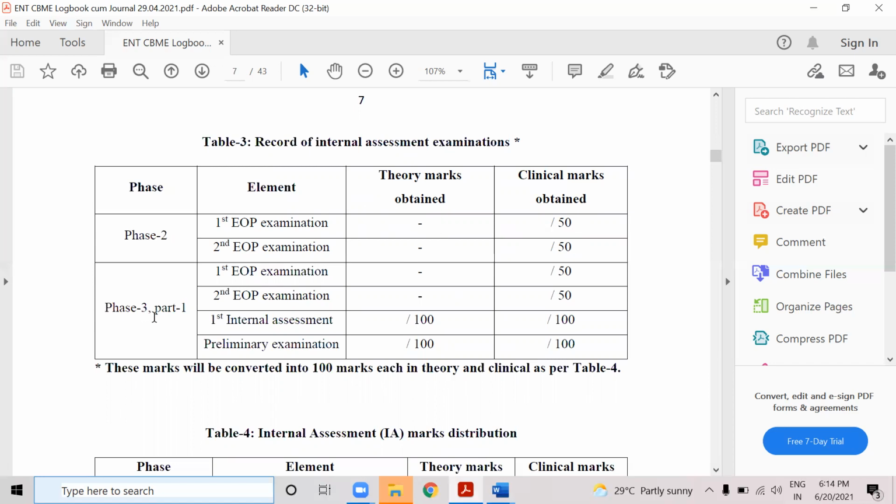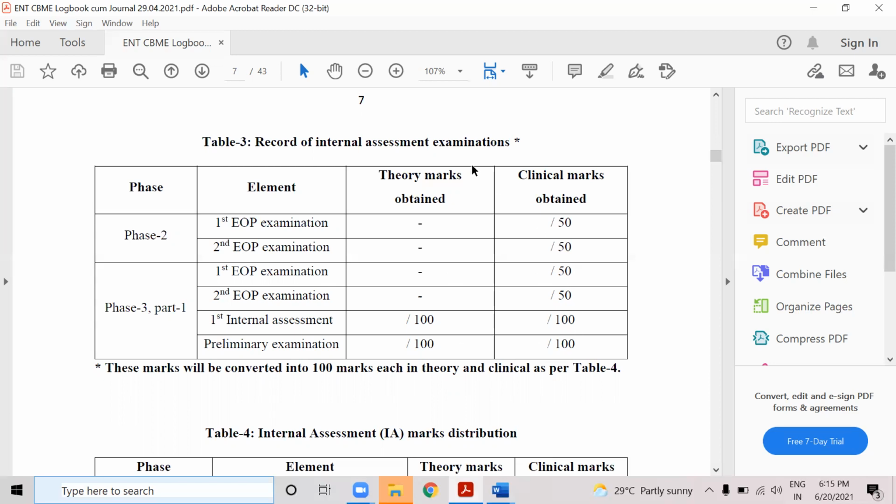Then similarly in phase 3 part 1, there will be 2 clinical postings of 2 weeks each, that is a total of 4 weeks. It can be taken as a 1 month single posting, but we have kept 2 plus 2. So again, the clinical assessment will be of 50 marks in both the clinical postings. Then the first internal assessment, here we will take theory. I have kept it as 100 marks and practical also 100 marks. Then the preliminary examination, again, I have kept theory 100 marks and clinicals or practicals 100 marks.